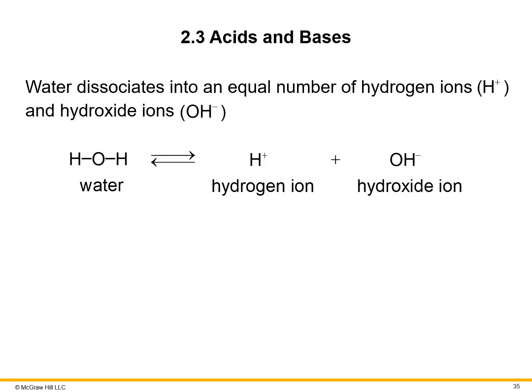And now we have the last part of our lesson. We have acids and bases. So water will dissociate into an equal number of hydrogen ions and hydroxide ions. You can see how it breaks apart in the chemical formula.